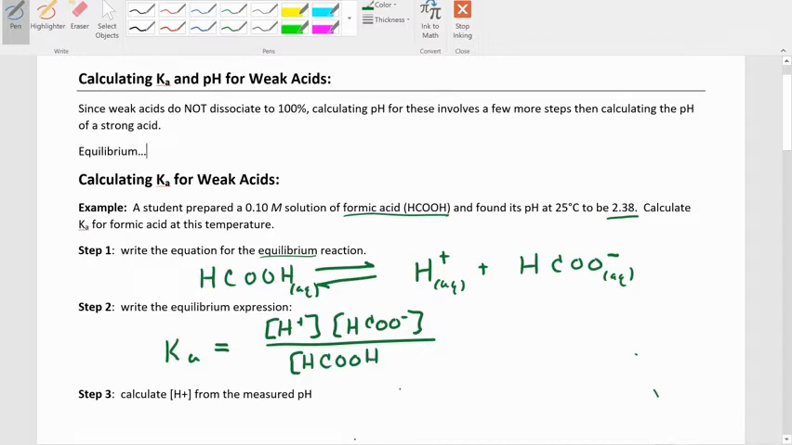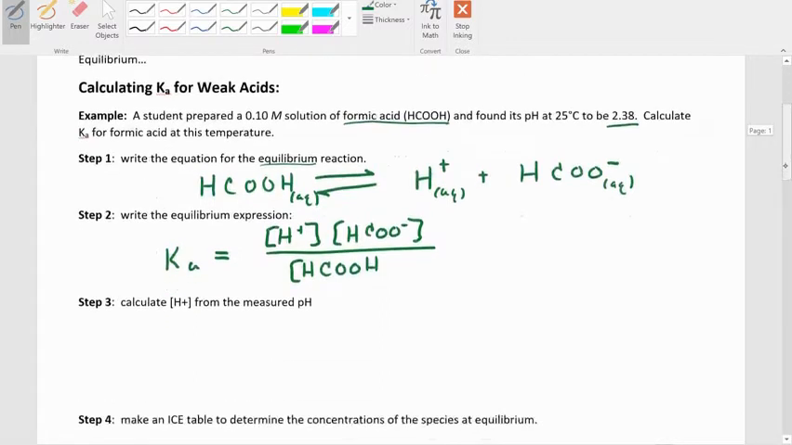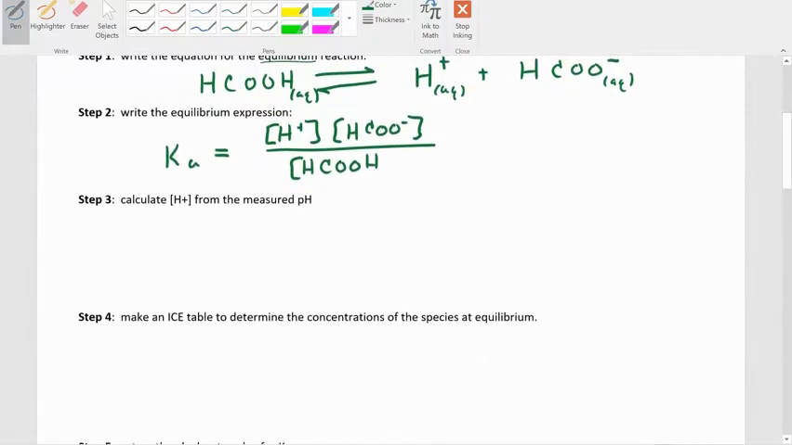Okay, so let me get rid of some of these marks. Let's scroll down here a little bit. Now what we're going to do is calculate the concentration of H plus from the measured pH. If you take a look at your equation sheet, you will see you have pH equals negative log of the concentration of H plus. And we know that the pH is 2.38. So what we really need to do is rearrange this so we can calculate the concentration of H plus. I'll do this kind of stepwise.